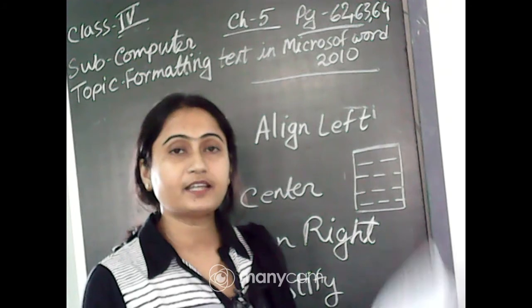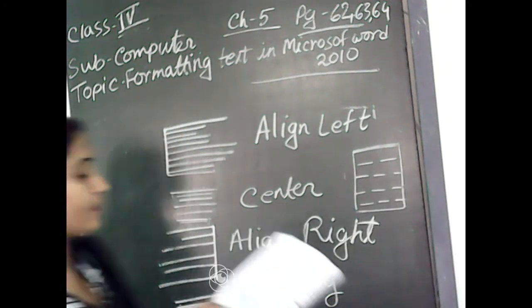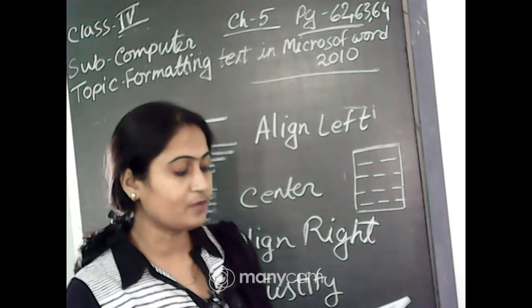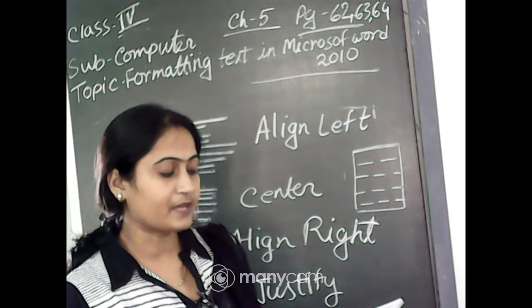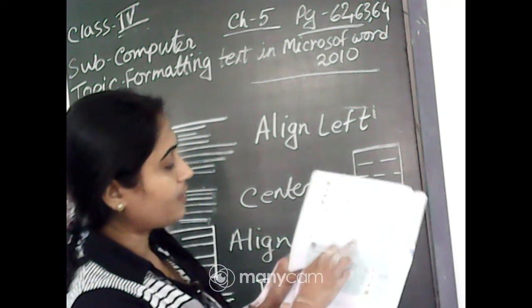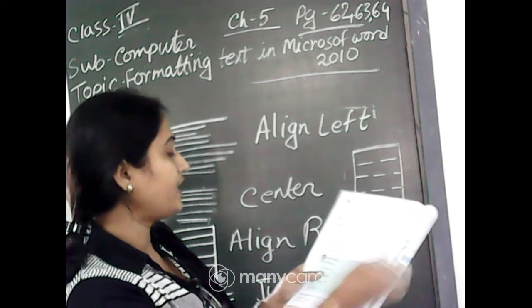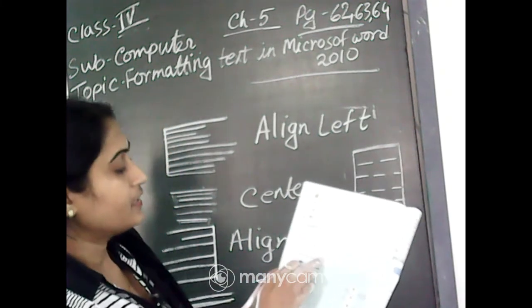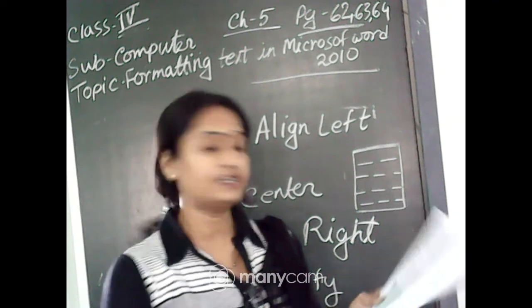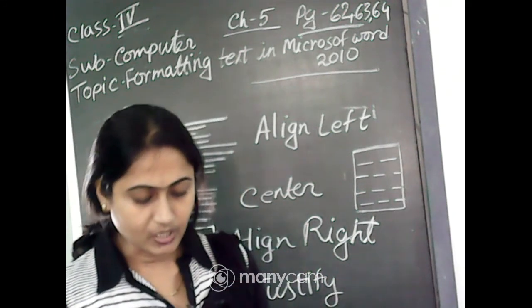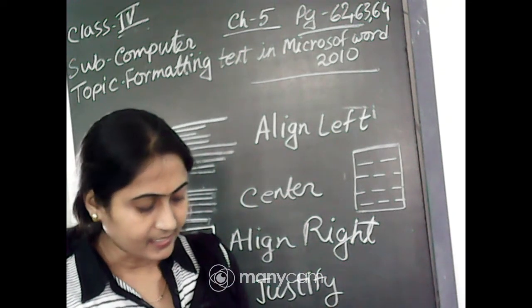If you feel that another type of alignment is required, you can do this also. Click on the paragraph dialog box launcher, either on the Home tab or Page Layout tab, and the paragraph dialog box appears, and select the desired alignment.